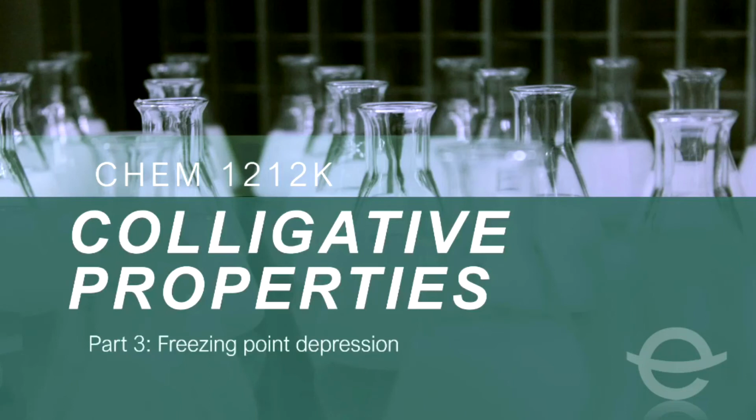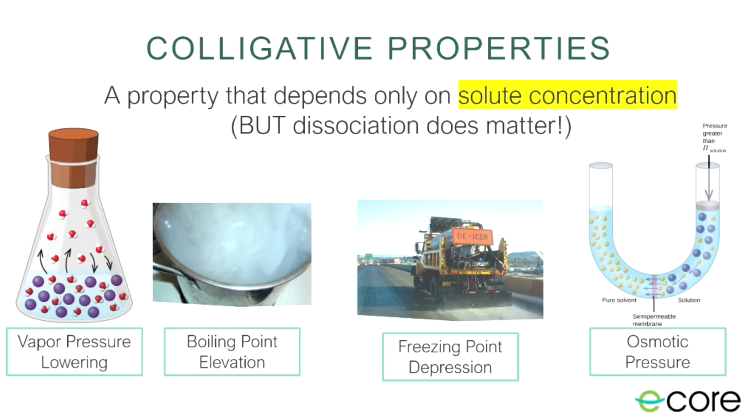In this lesson, we're going to continue to think about colligative properties. Specifically, we're going to focus in on freezing point depression. Recall that a colligative property is a property that depends on solute concentration only, so how much solute is there. Now, here's a new little wrinkle to our colligative properties that we're going to add for this lesson.